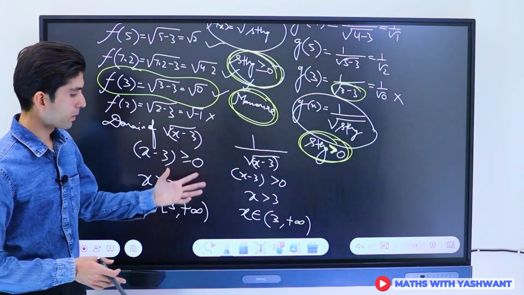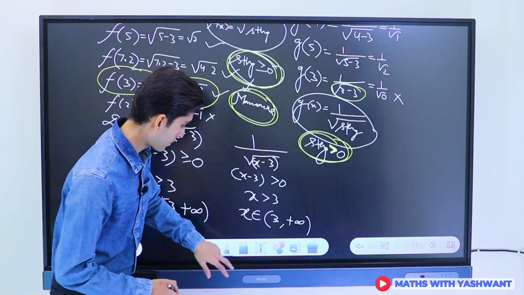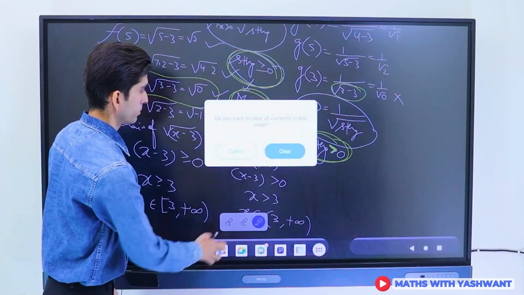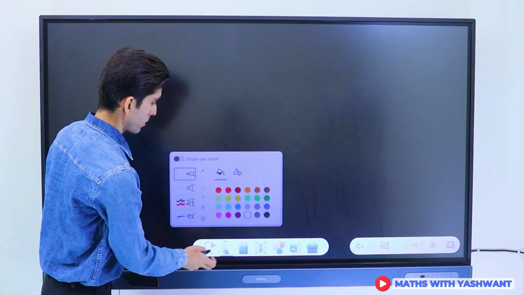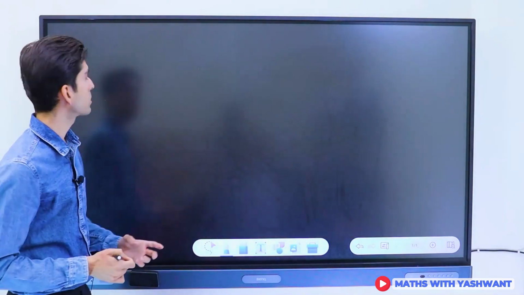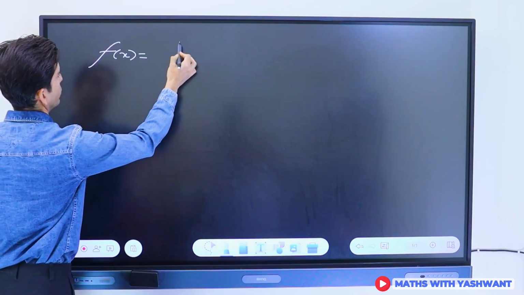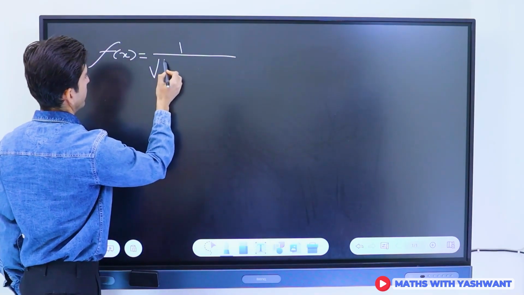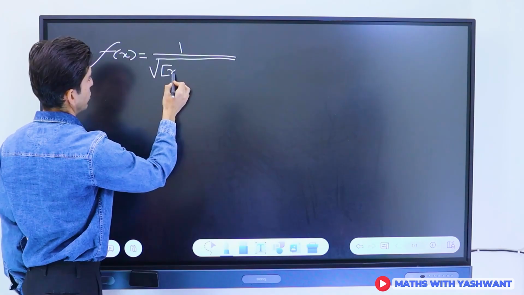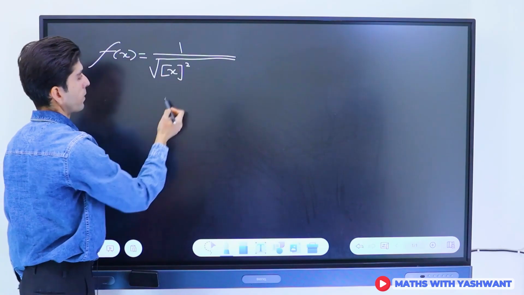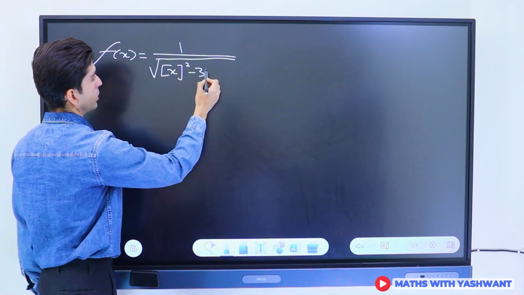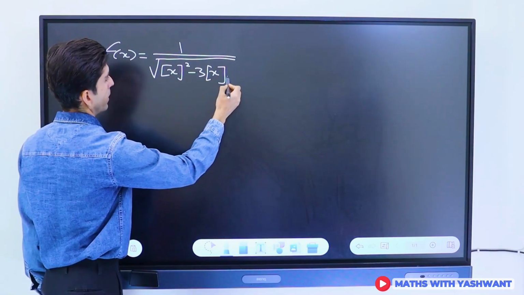So now if this is clear, then let's take a question, and this question was asked in JEE Mains. It's a PYQ of JEE Mains. So we have f(x) is equal to 1 upon square root of [x]^2 minus 3 times [x] minus 10, where [x] is the greatest integer of x.